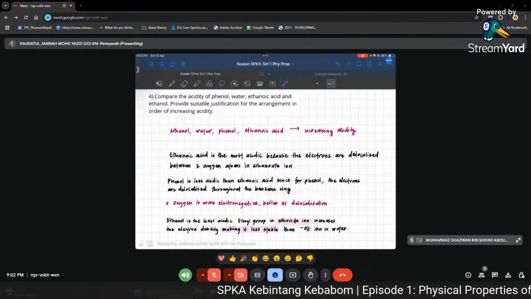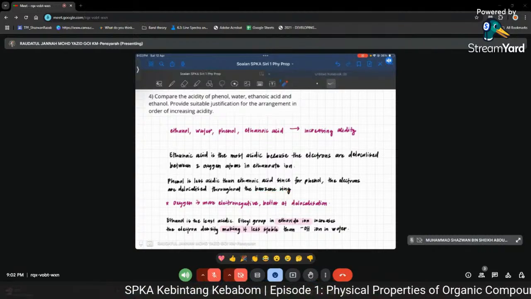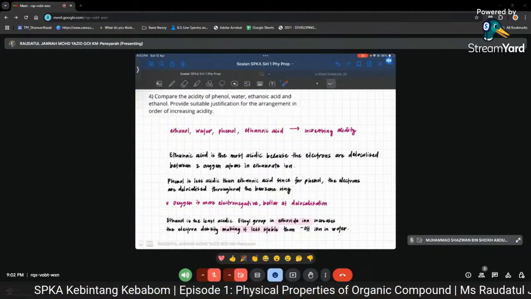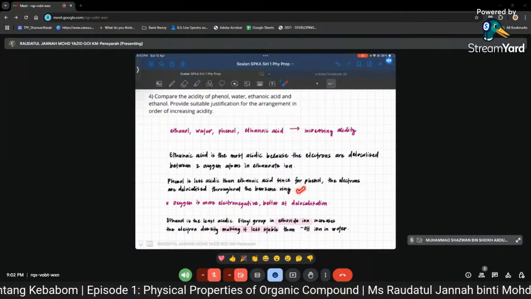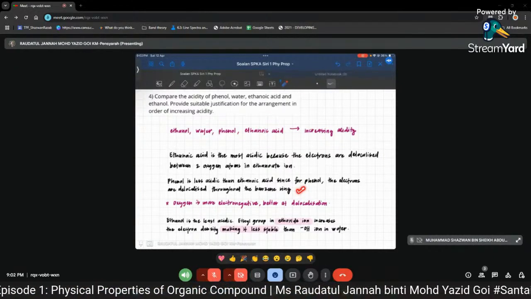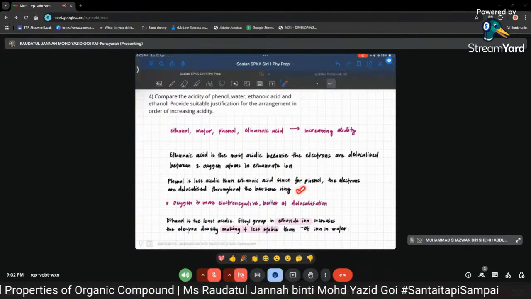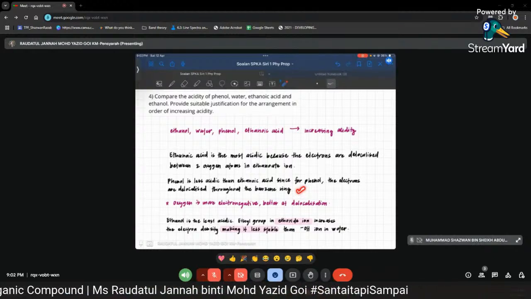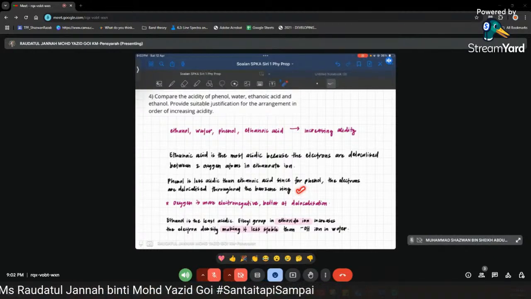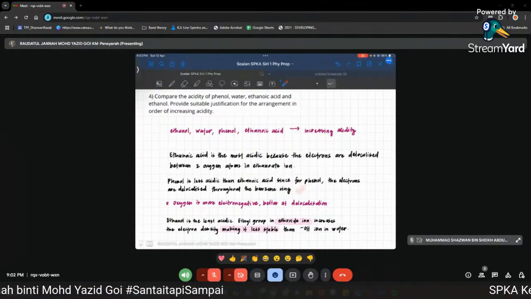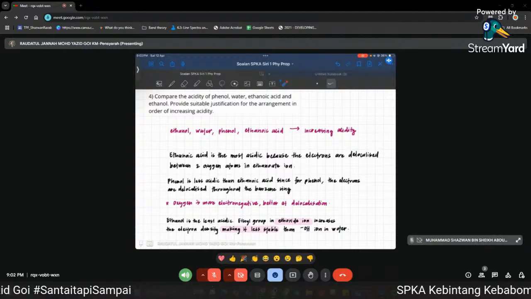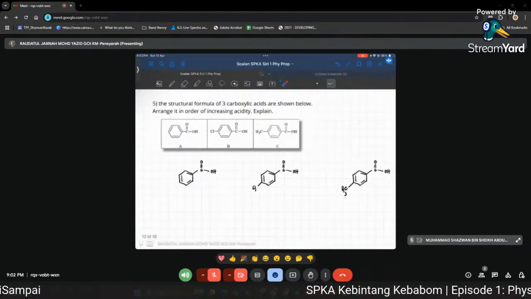So that's why, although phenol has many resonance structures, meaning it is better at delocalizing its electrons, since the one in charge of delocalization is less electronegative, that's why your phenol is less acidic than carboxylic acid. Okay, so that is for question number 4. So let's continue to the next one.